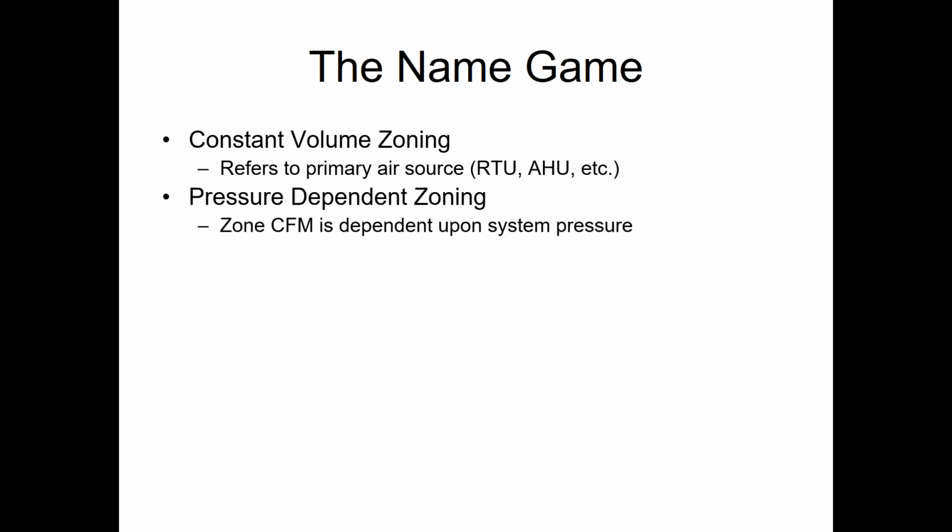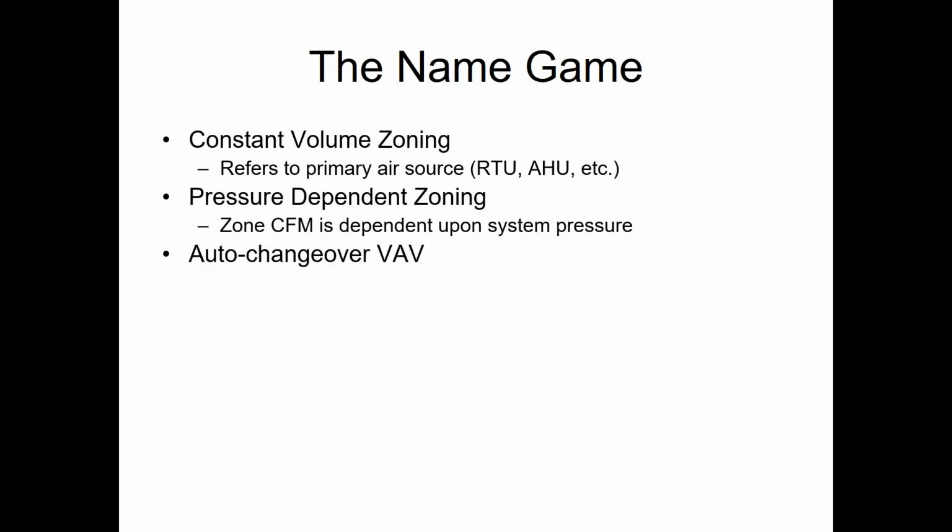So the zone is dependent upon the system pressure of the air handler. So we call it pressure-dependent zoning. Whatever the air handler is operating at, its pressure, determines how much CFM I'm going to get when I go to 50% open, for example.